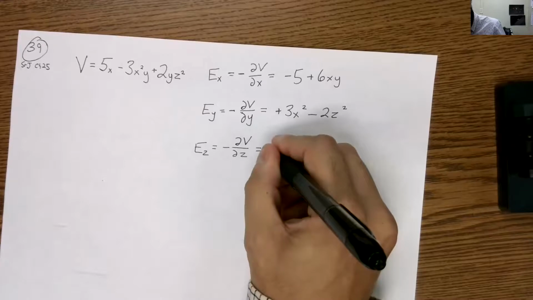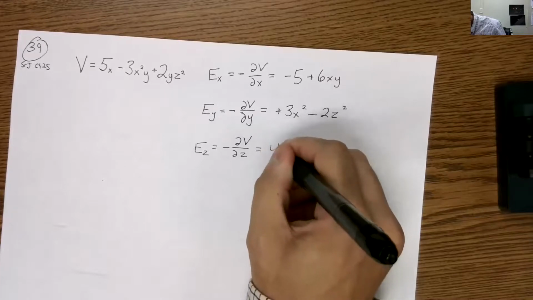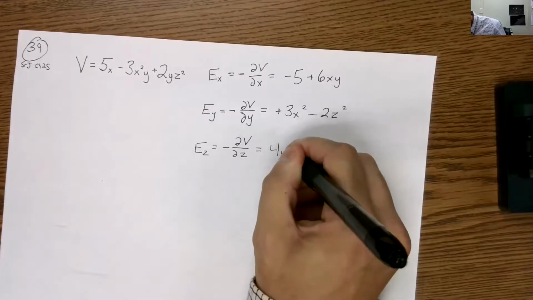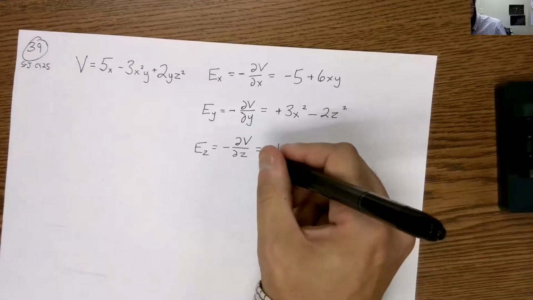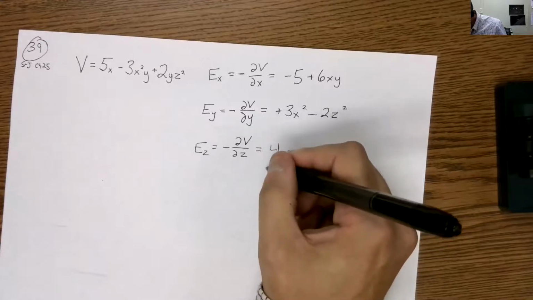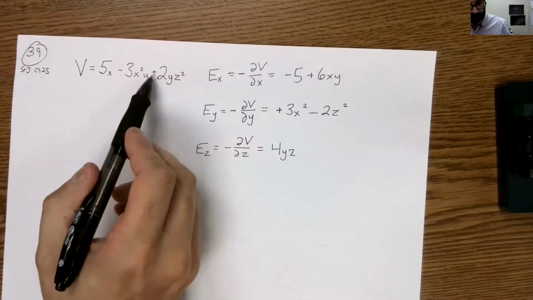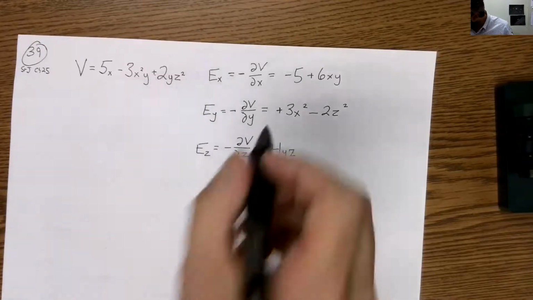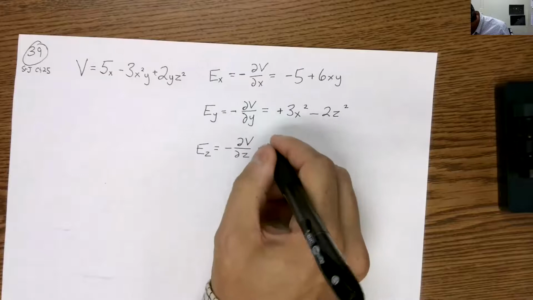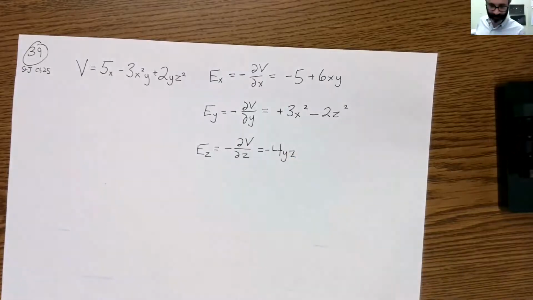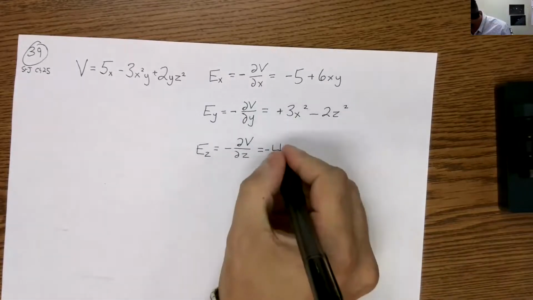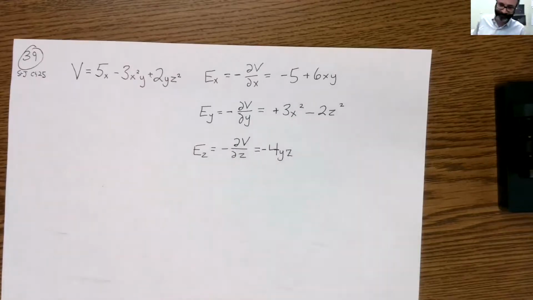And let's see, there's one thing we're forgetting, right? Positive 4yz. Oh, negative, that term is negative. That term's positive, so we want to put a negative for the electric field. That's a 4. I don't know why it looks like that. All right.